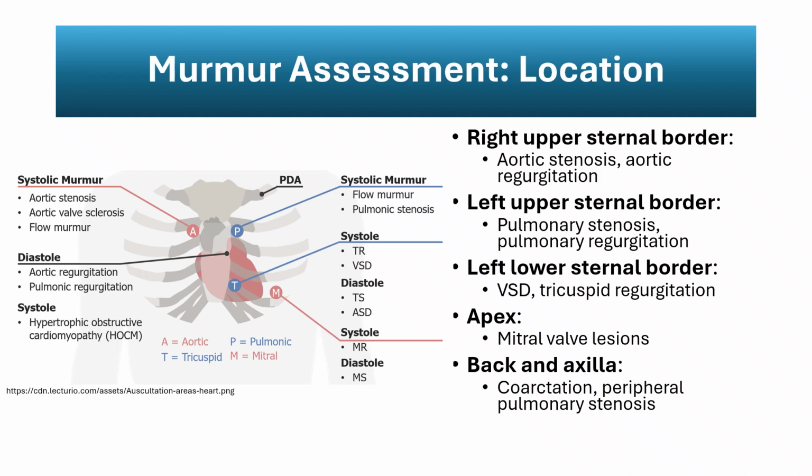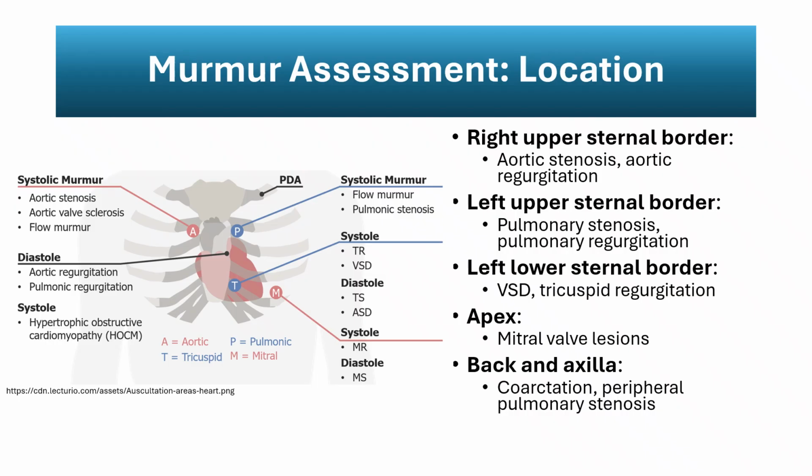At the left upper sternal border, the focus shifts to the pulmonary valve. Pulmonary stenosis generates a harsh systolic murmur, while pulmonary regurgitation produces a diastolic component as blood flows back into the right ventricle. The left lower sternal border is most often associated with ventricular septal defects or tricuspid regurgitation.